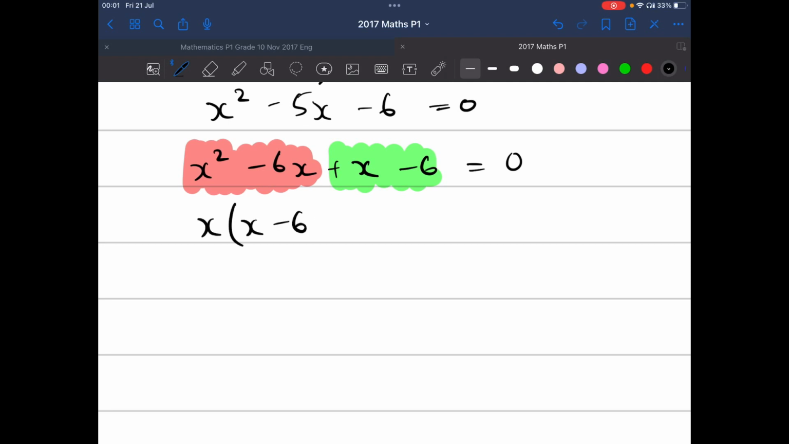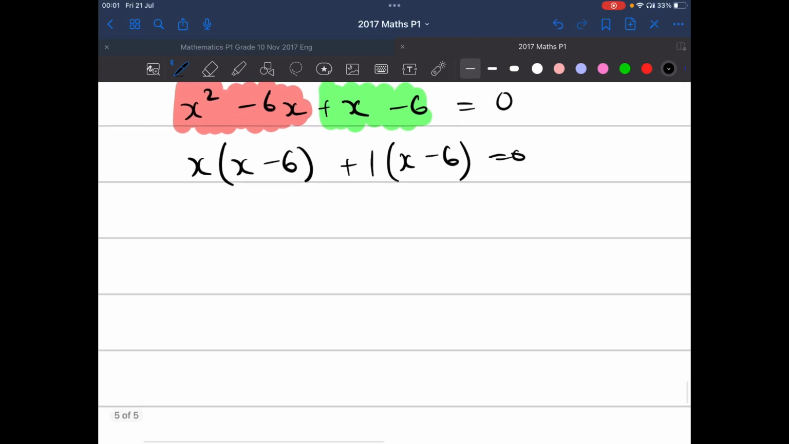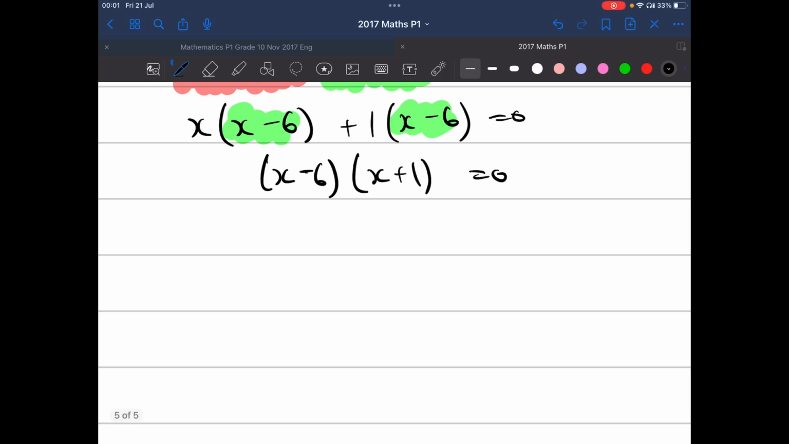We have x minus 6. And then on this side, we have no common factors, so we'll just factor out 1. Okay? So you see that if I multiply that there, I'm going to get x minus 6 again, and that's equal to 0. And now you can see that we have common factors, which is x minus 6, so I can factor that out. x minus 6 and x plus 1 equals 0.